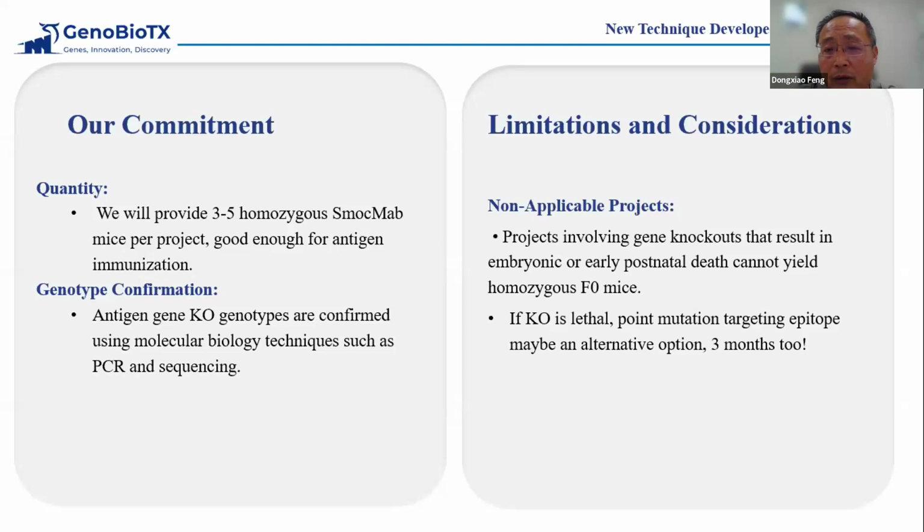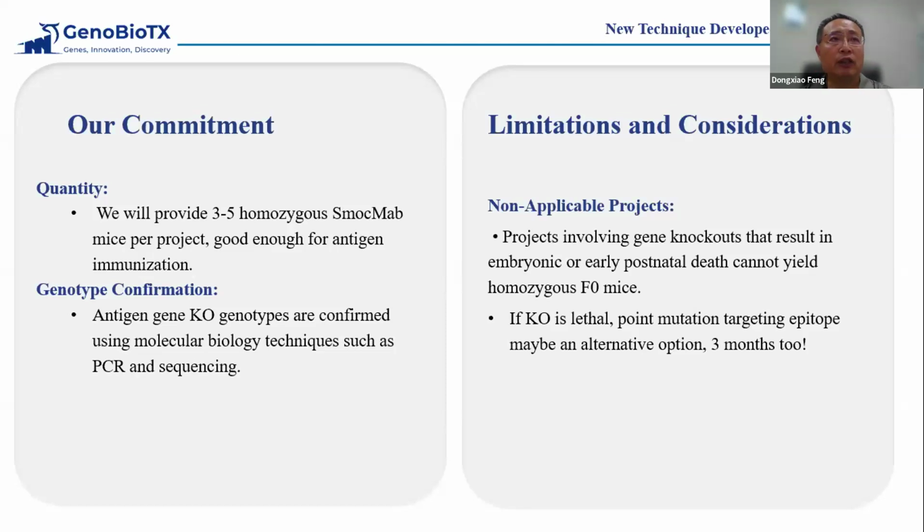For example, if the full knockout of the gene can cause embryonic lethality or some prenatal death, we cannot use this method to generate homozygous F0 mice for immunization. But we may introduce some mutation to the targeted epitope. Maybe it's an alternative option. It also takes 3 months.